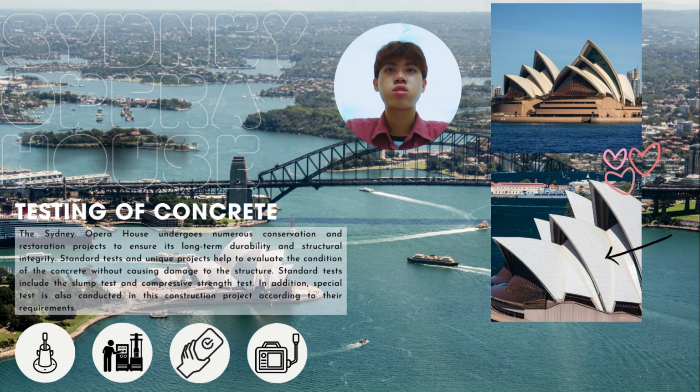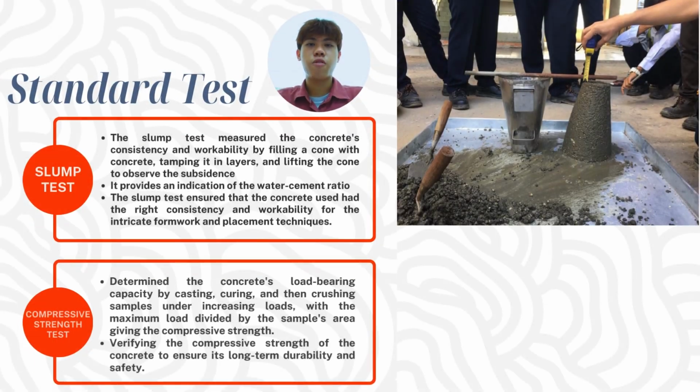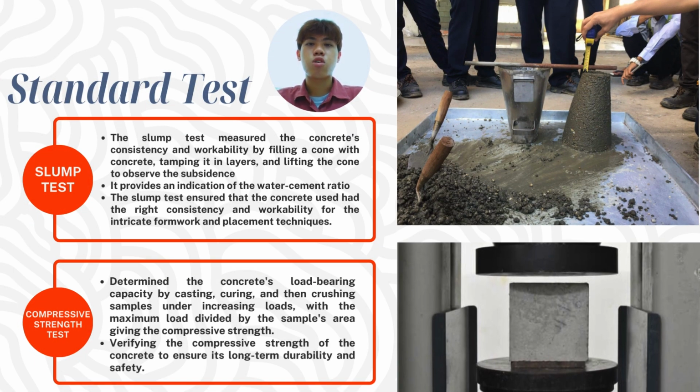These efforts are essential to maintain its structural integrity and heritage value, ensuring that this architectural masterpiece can be enjoyed by future generations. The standard tests include both slump tests and compressive strength tests. The slump test measures the concrete consistency and workability by filling a cone with concrete, tapping it in layers around 15 times, and lifting the cone to observe the subsidence, indicating how workable the concrete was for the intricate shapes.